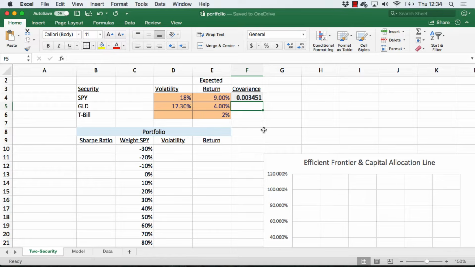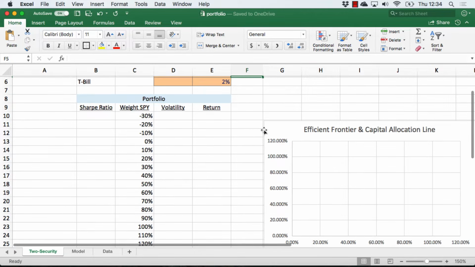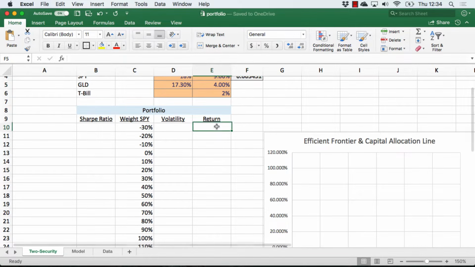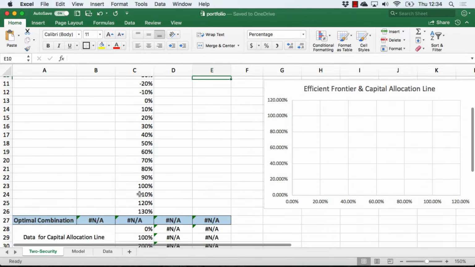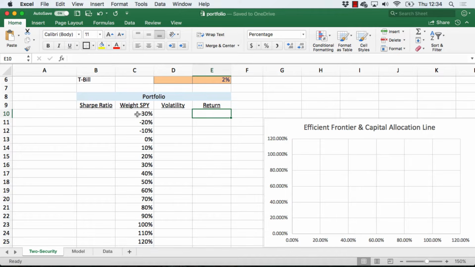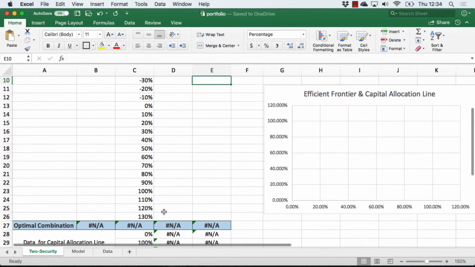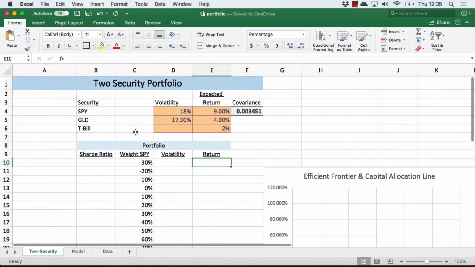Okay, with that done, we're ready to go ahead and start building our model. And the first thing I'm going to do is calculate a return based on some weight of S&P 500, with the complement of it being the weight in gold. So the weights I've chosen are sort of the classic hedge fund model, where we're either going to be short 30% gold, S&P 500, or short 30% S&P 500, or some combination of assets in between there.